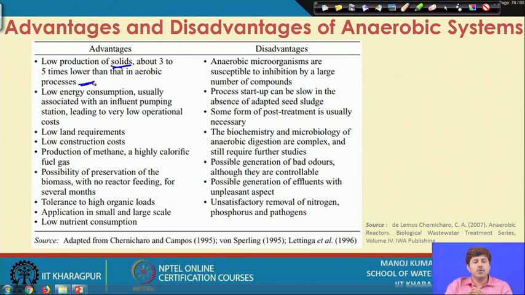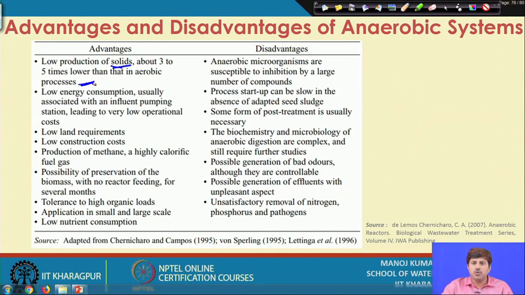The anaerobic system has low energy consumption, because as we were discussing, the energy requirement is very low. We do not need to aerate anything. Only the pumping cost is there, and apart from that there is no as such energy cost. The energy consumption is usually associated with the influent pumping station only, which leads to very low operational cost as well. So, your operation and maintenance cost is also going to be low.